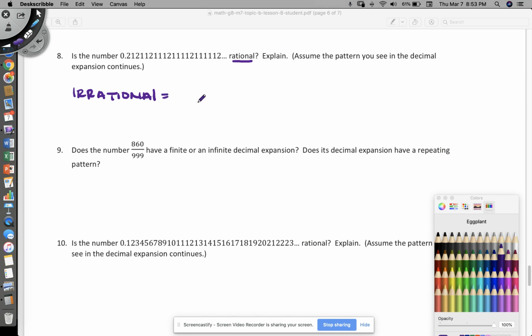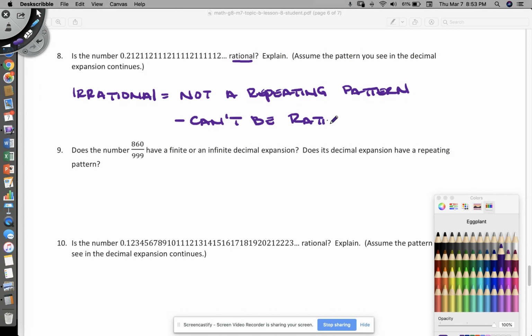Now this is irrational because we're going to say not a repeating pattern. Therefore, it can't be rational. Now, rational means, okay, I hate to use the word normal, but it's a normal looking number. Irrational is going to be something that you can't control. It's all over the place. It doesn't look right in that sense.